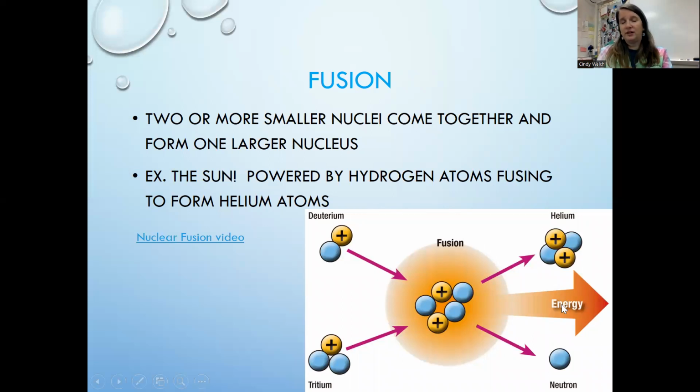We know that the sun has an enormous amount of energy associated with it. Now, the fusion reactions, we don't have any nuclear power plants dedicated to fusion because there's just a lot of energy to contain with fusion reactions.